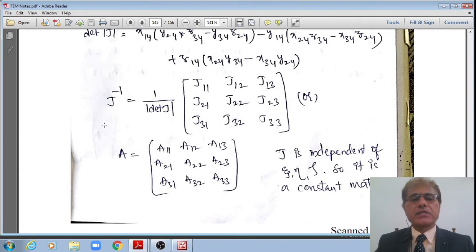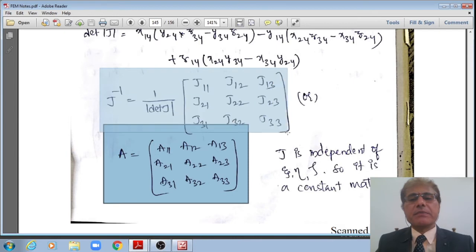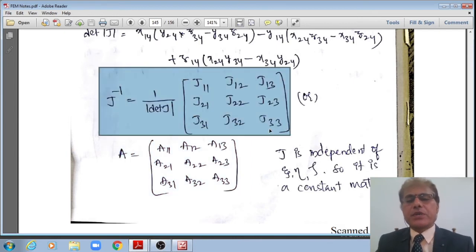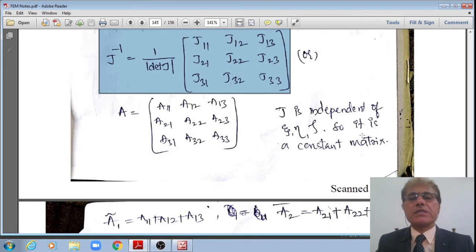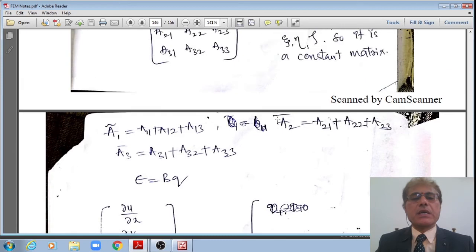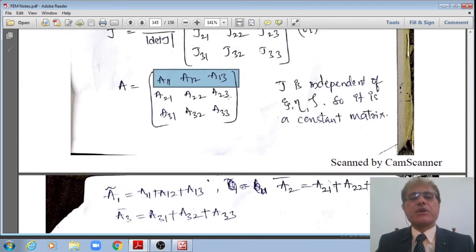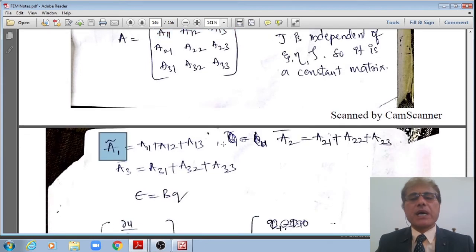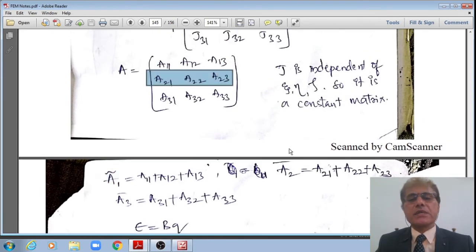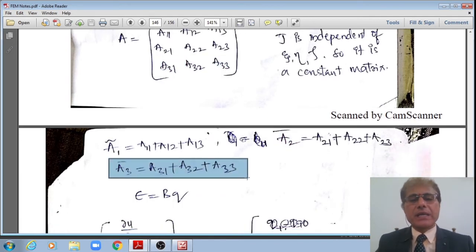Therefore this A is now called the Jacobian inverse matrix. Please see that this Jacobian is independent of ξ, η, ζ. Hence it is a constant matrix, as we already discussed. Now I'll take the summation of the first row, a11 plus a12 plus a13, and notate that as a1 bar. Similarly, the summation of the second row, a21 plus a22 plus a23, is a2 bar, and the summation of the third row, a31 plus a32 plus a33, is a3 bar.